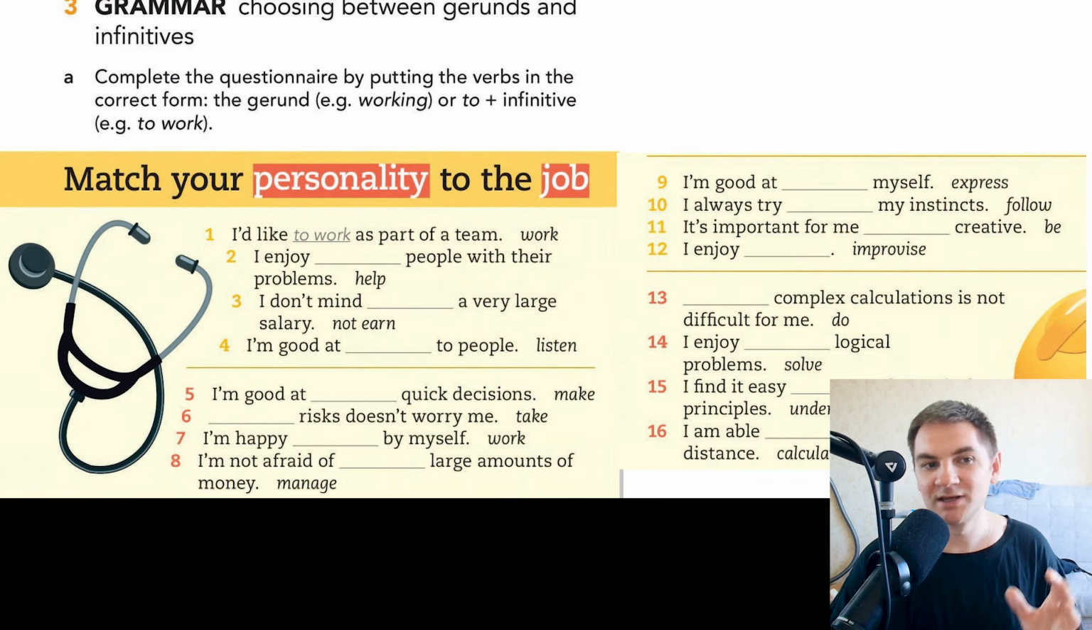Your task. You see 16 sentences. Each one has a verb in brackets, like help or listen. Your task is to put that verb into the correct form, either the gerund, like helping, or the infinitive, with to, like to help. Read each sentence carefully. Think, should the verb end in ing or should I use to before it?